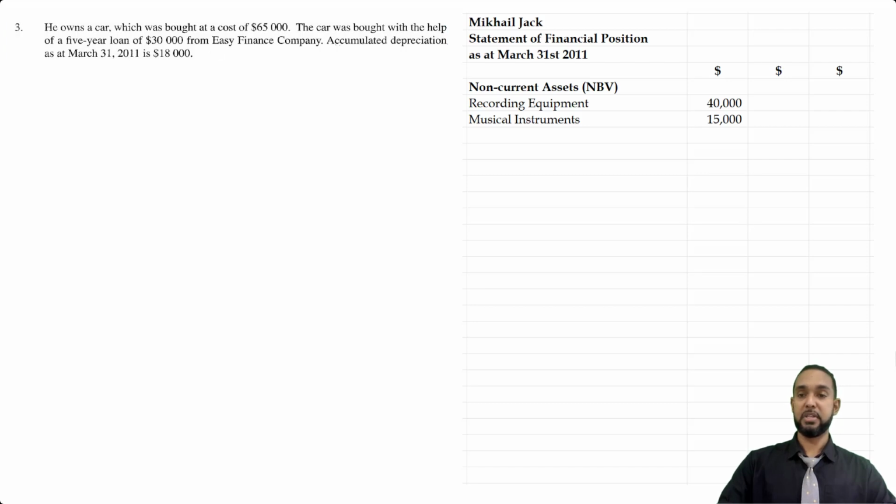So what I'm going to do is just show the net book value. So I'm going to show the 65,000 minus the 18. So that's going to be 47, right? And I opted to do it this way because neither of the other non-current assets had depreciation. So instead of showing cost and accumulated depreciation and net book value, I'm just showing the net book value there, and we're going to take a subtotal right here. Now we're going on to current assets.